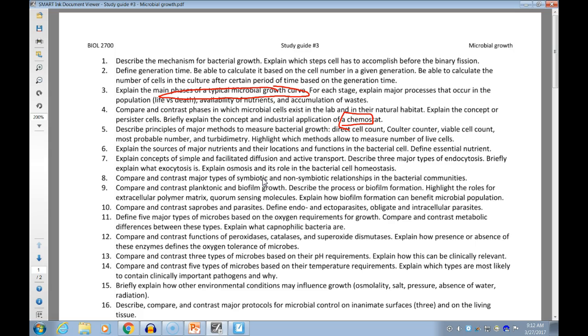Sources of major nutrients, location and function in bacterial cell, define essential. Okay. Essential nutrients, something that cell cannot grow without. That's as simple as that.